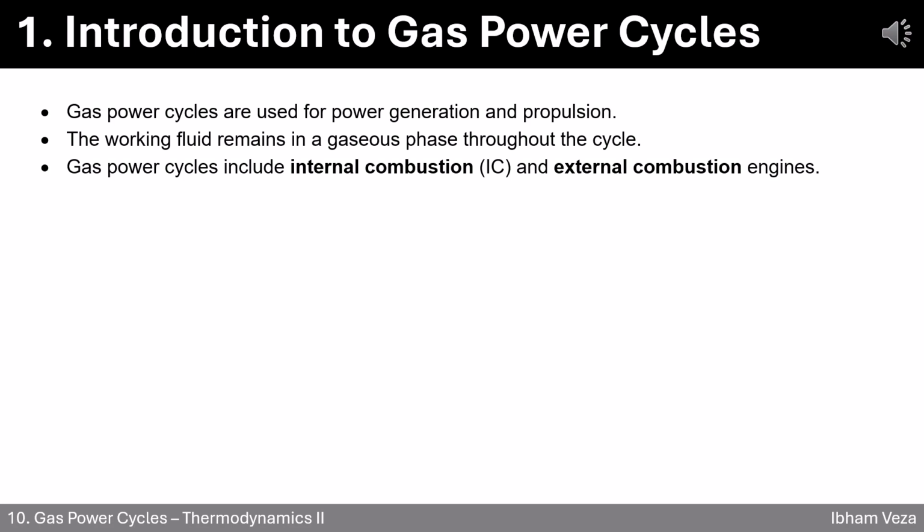Also, it's useful to split gas power cycles into two main types: internal combustion engines, where the fuel burns inside the engine, like in cars and motorcycles, and external combustion engines, where fuel burns outside, like in gas turbines and jet engines. Keep this structure in mind: gas, no phase change, and two main engine types. It makes the rest of the topic much easier to grasp.